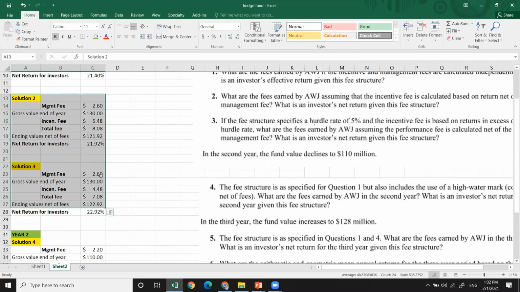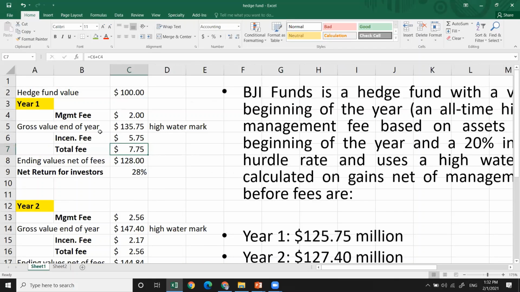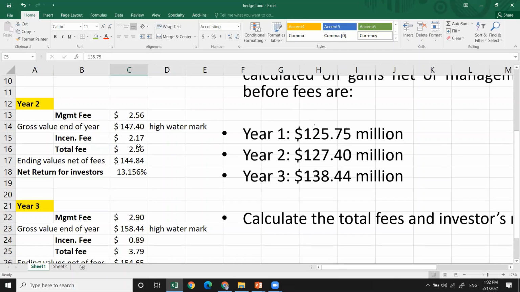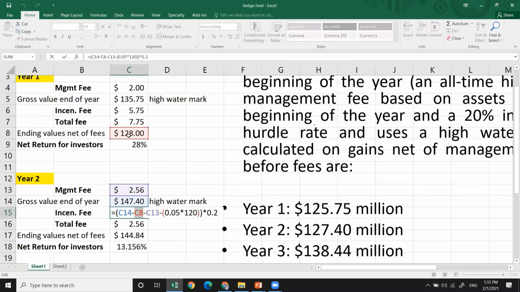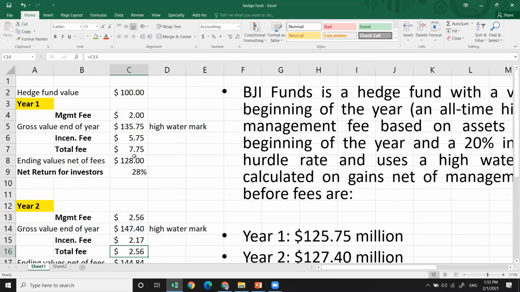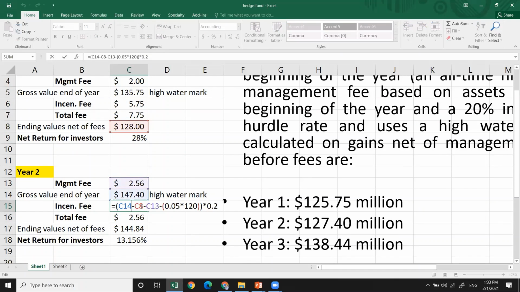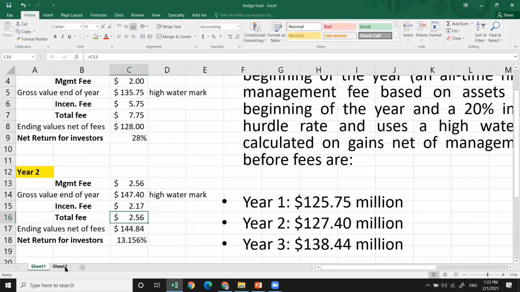Our ending year value is, one more time, let me show you how we calculate it here. Sorry, year 2. The value here, C8, which is this one, is the ending year value net of fees, free of fees. Got it?